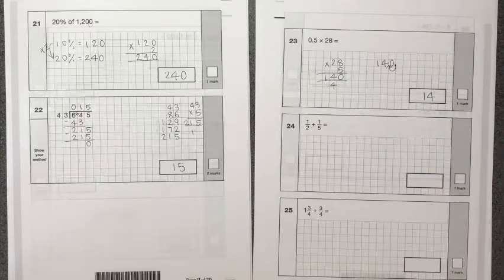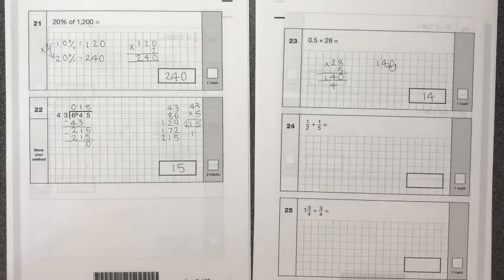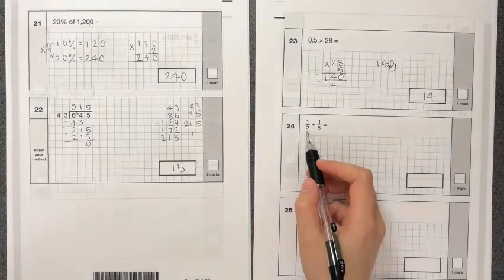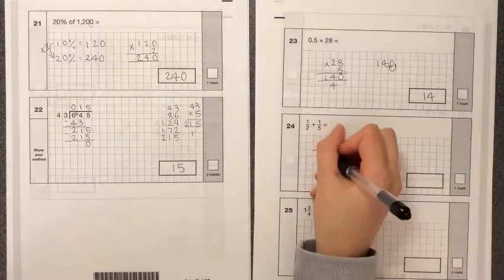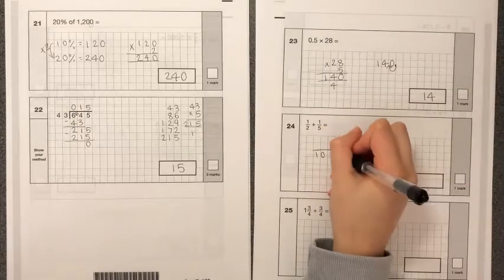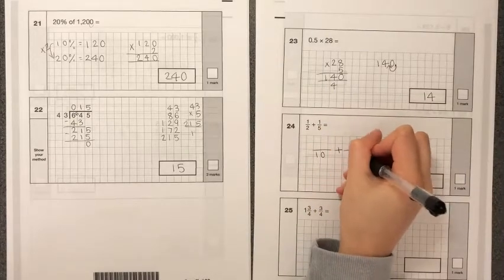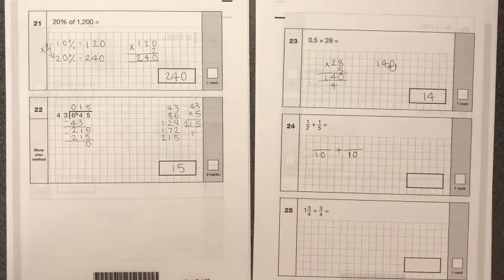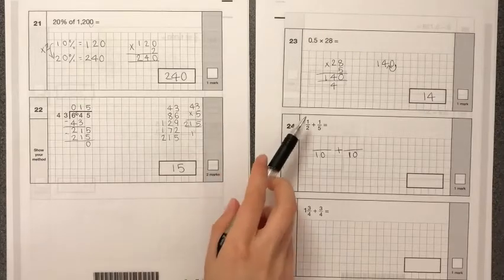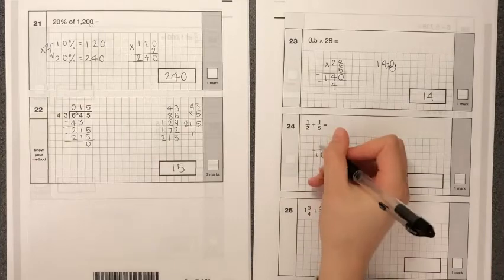Question 24. A half plus a fifth. When we are adding fractions, the denominator needs to be the same. The lowest common multiple of 2 and 5 is 10. So that is going to be our denominator. To get from 2 to 10, we have multiplied by 5. So we are going to do the same to the top number. 1 multiplied by 5 is 5.